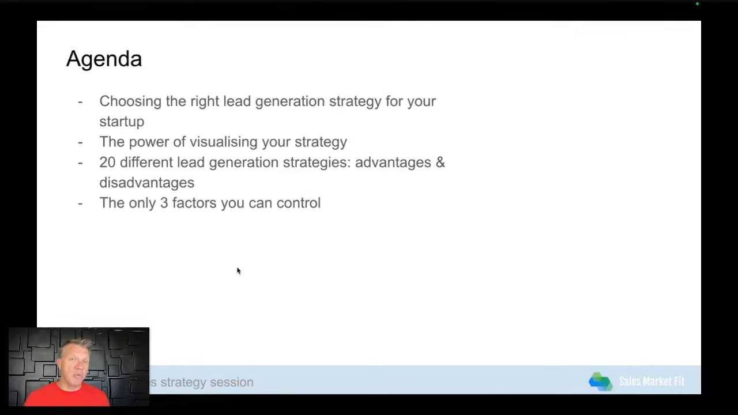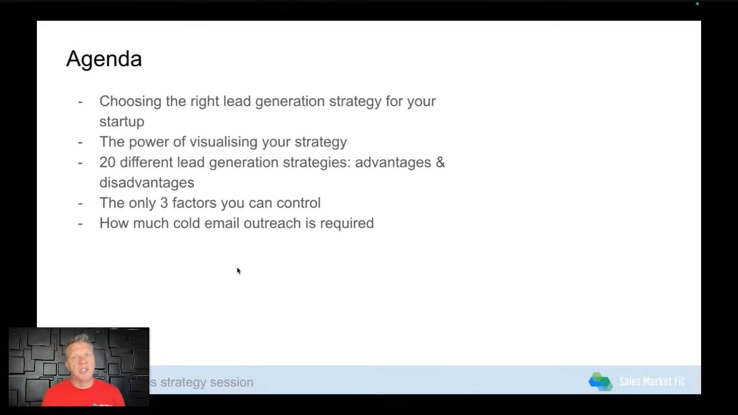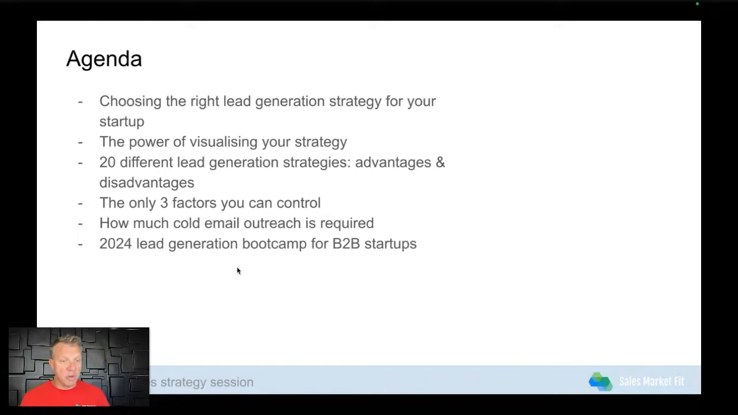Now, there's really only 3 factors that we can control when it comes to lead generation. And it's really important to understand that. So we want to make it as simple as possible to get results. Then what I'm going to do is have a look at cold email outreach, like how much effort is actually required to be successful in using that as a short-term lead generation strategy, which most people will have dabbled in or will dabble in the future. And then I'll talk about a boot camp we have coming up, and then answer any questions that you have.